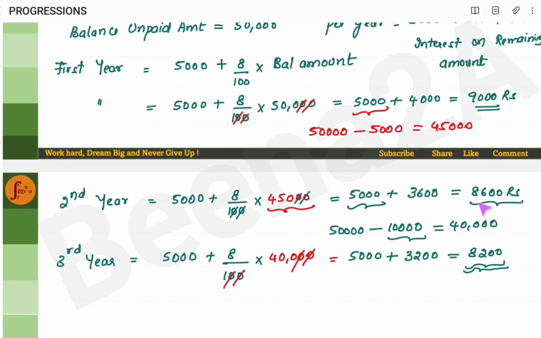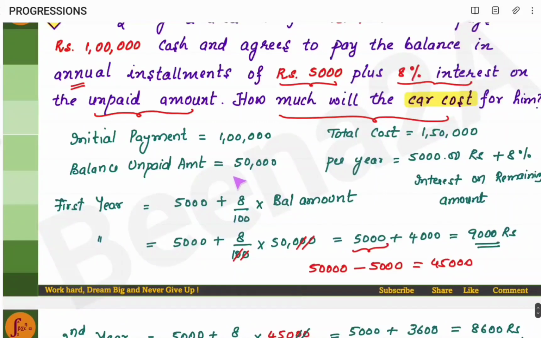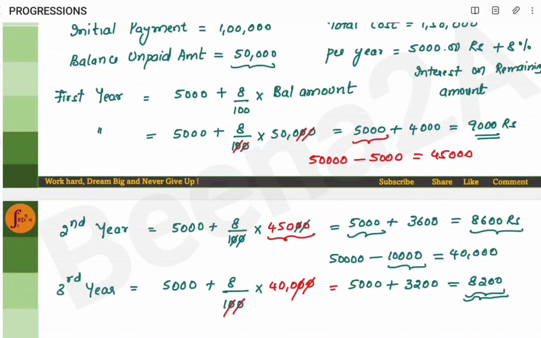First year 9,000, second year 8,600, third year 8,200. It goes on, and finally, how much is that you would have totally paid? Actual balance amount is 50,000, but it's going to be more than 50,000 that you will pay because of the interest charges. What is the total amount is what we need to calculate. Now you see that there is a difference here.